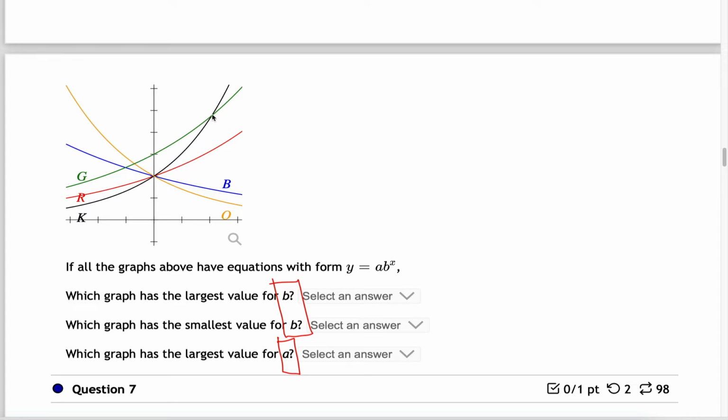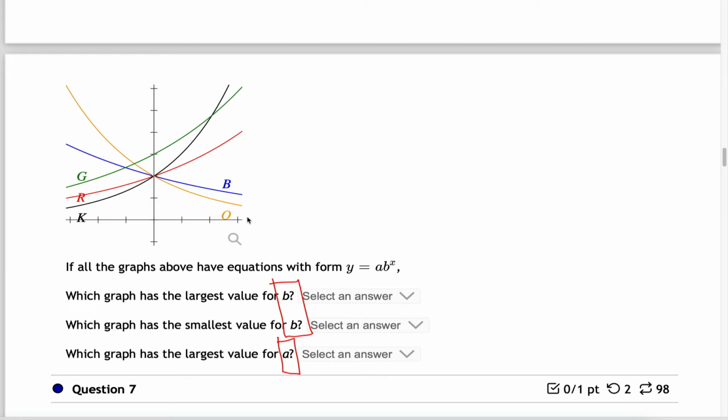Similarly, black and green have the same height here, but when I take 1 step to the right, black is higher than green, so black must have been multiplied by a number bigger than green got multiplied by. So black is bigger than red, black is bigger than green, and because blue and orange, I guess, go towards the x-axis, black is bigger than both of them as well, so black must have the largest value of B. Same logic more or less works for the smallest value of B.